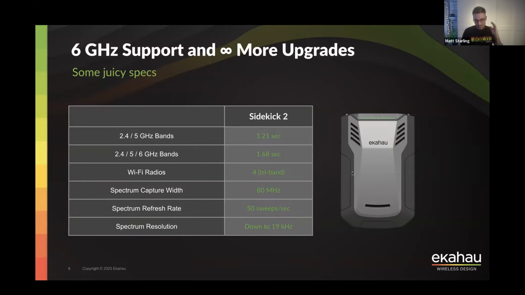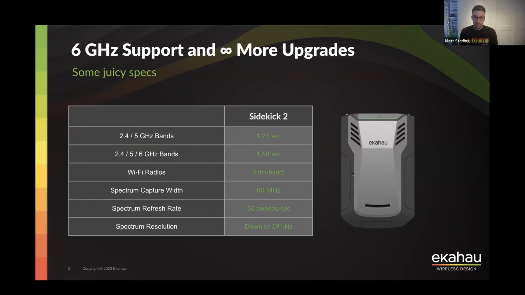little bit quicker. So the other really important thing is when we look at the spectrum details of the spectrum analyzer inside of the Sidekick 2, again, it is insanely fast. So the spectrum refresh rate of the spectrum analyzer inside of the Sidekick 2, it does 50 sweeps per second from 2.4 gigahertz all the way through to the bottom part of 7 gigahertz.